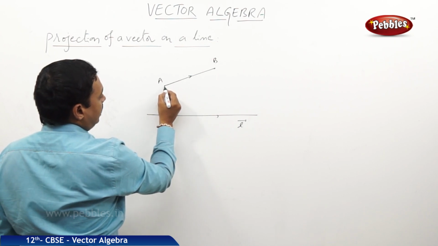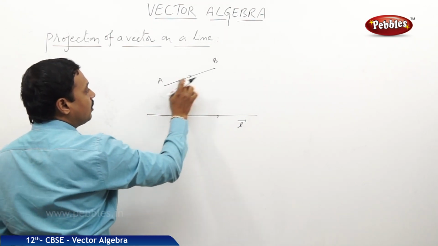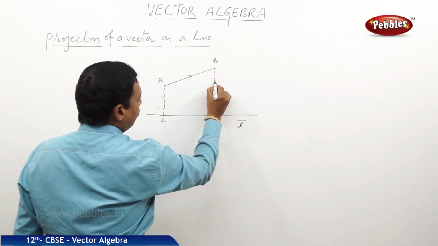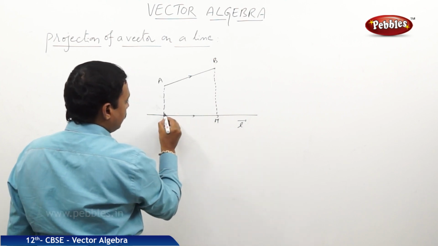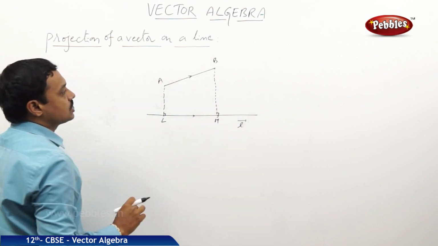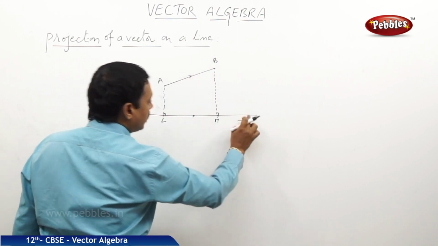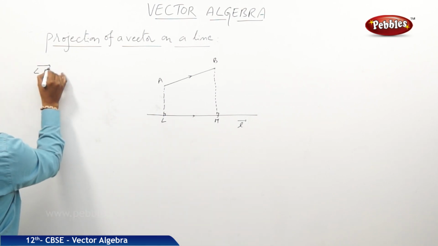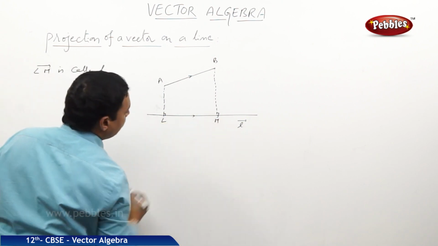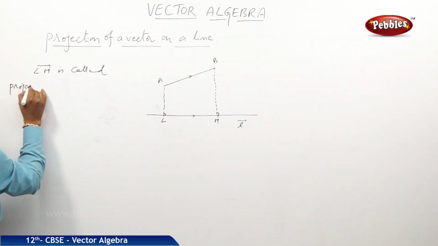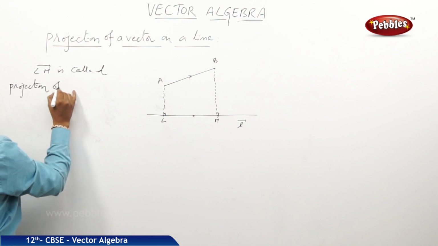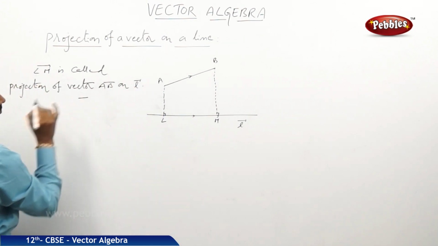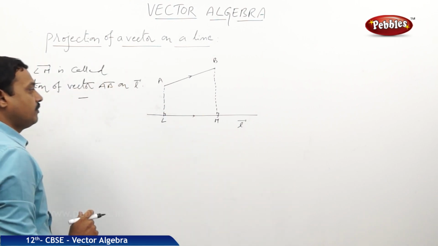Now let us take the feet of the perpendiculars drawn from A and B to the line L. Let it be L. Now this is M. L and M are the feet of the perpendiculars drawn from A, B to the line L. Now one more vector is defined from L to M. This vector LM is called the projection of vector AB bar on the line L bar. So this is the definition of projection of a vector.